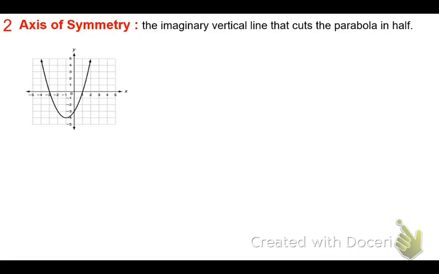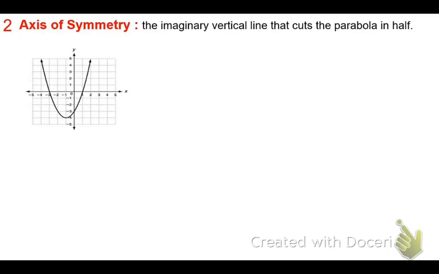Number 2. Again, we're looking at the question, what are the parts of a quadratic function? So, we're going to look at the second part, which is axis of symmetry. The axis of symmetry is the imaginary vertical line that cuts the parabola in half. So, let's take a look at one example. We have our parabola. We need to look for where we can cut the parabola in half. Again, this is a vertical line.